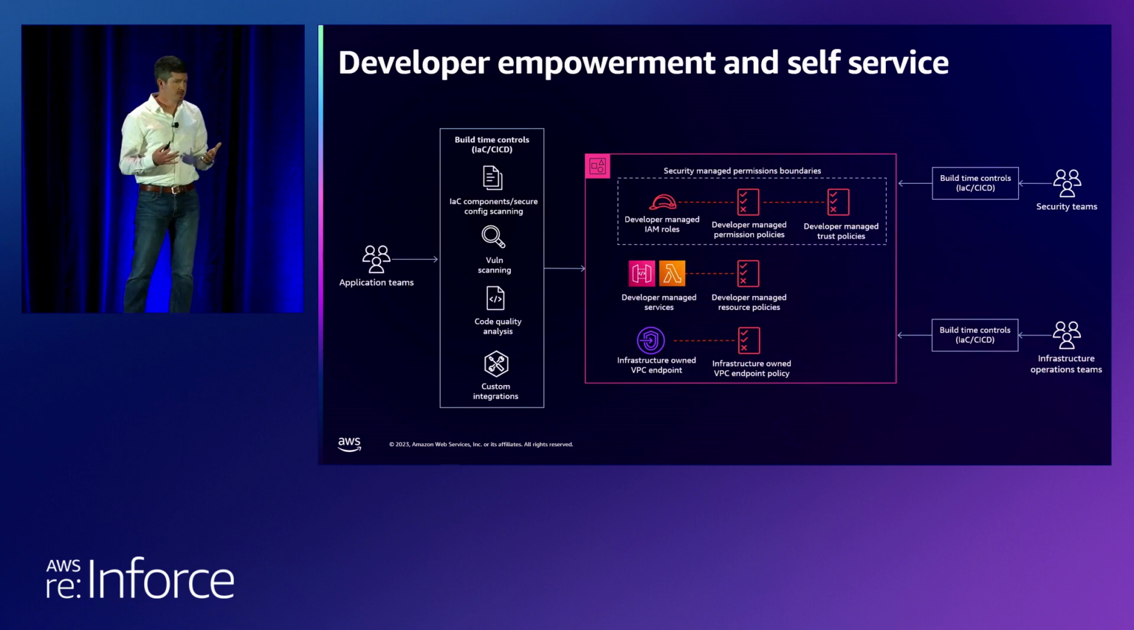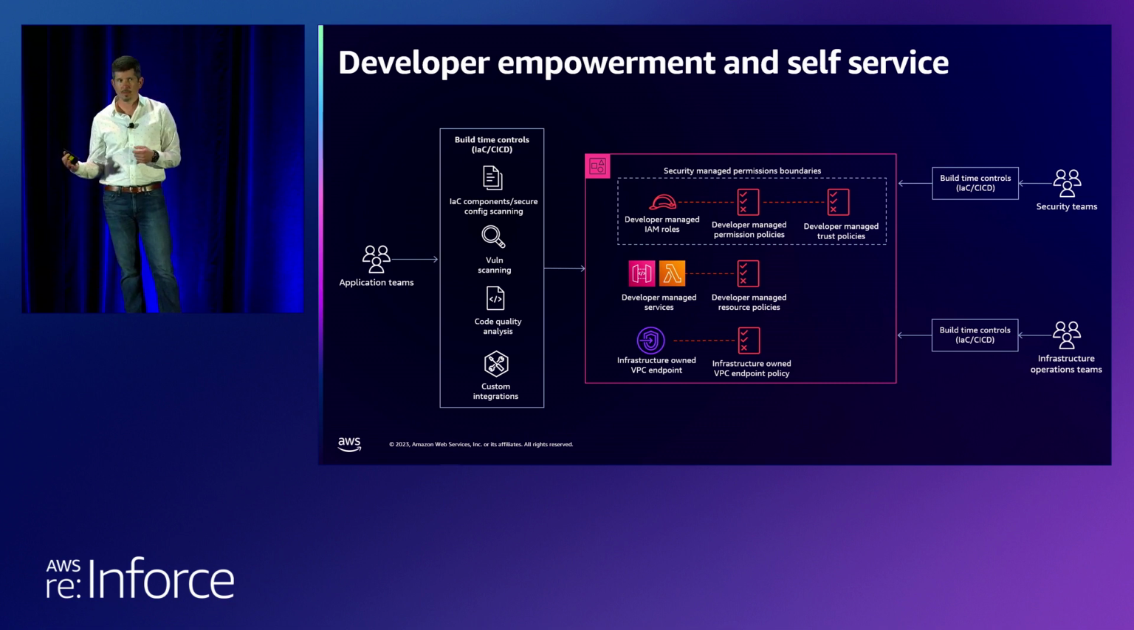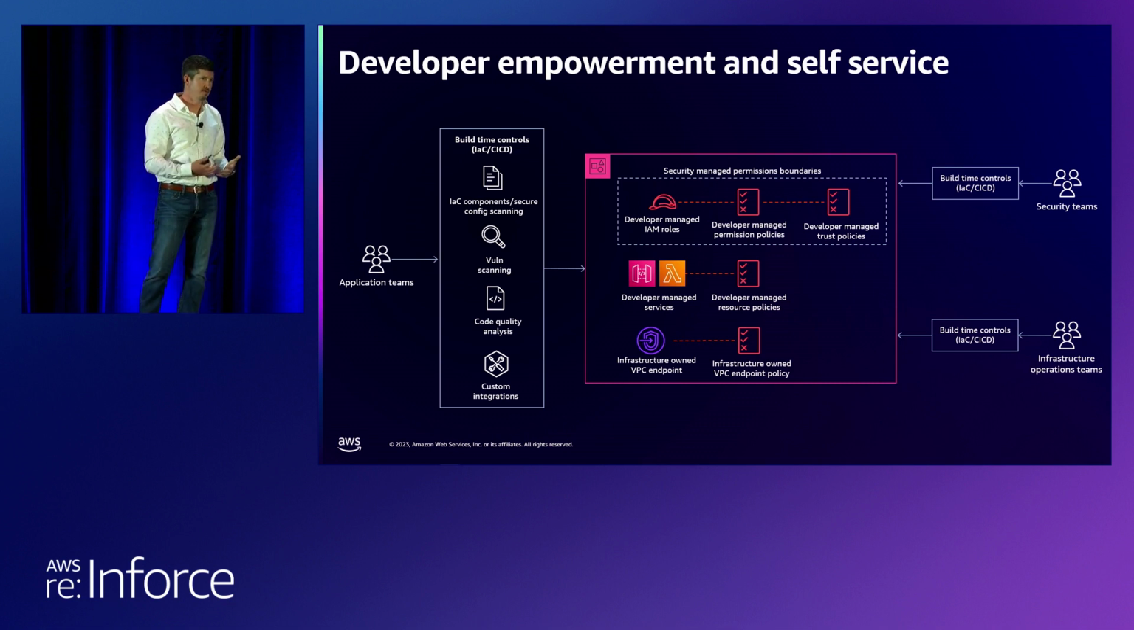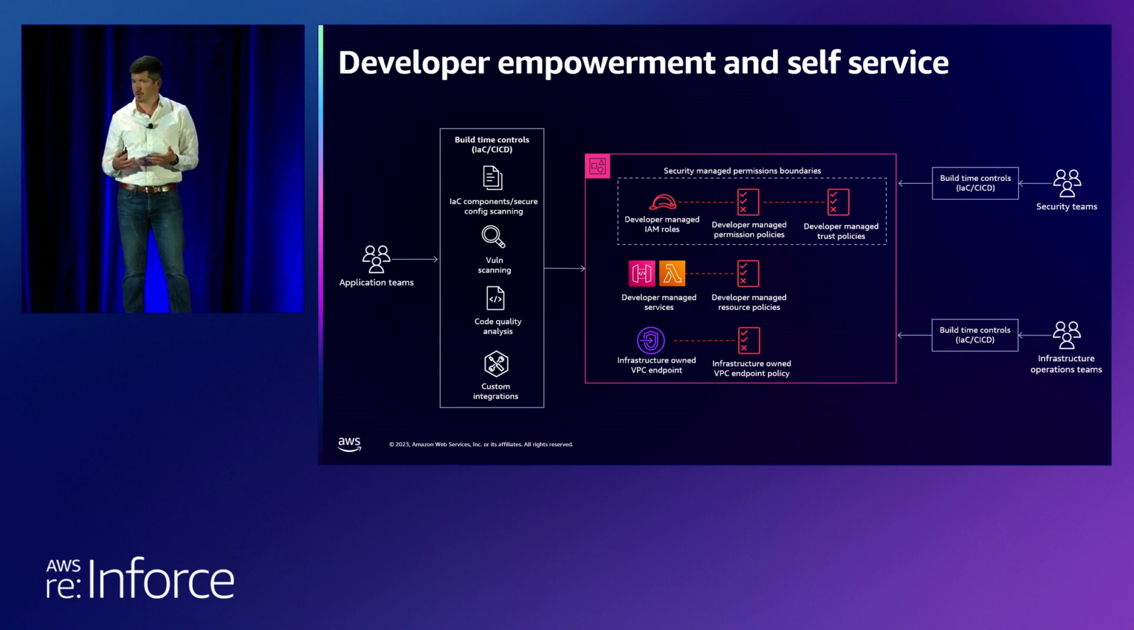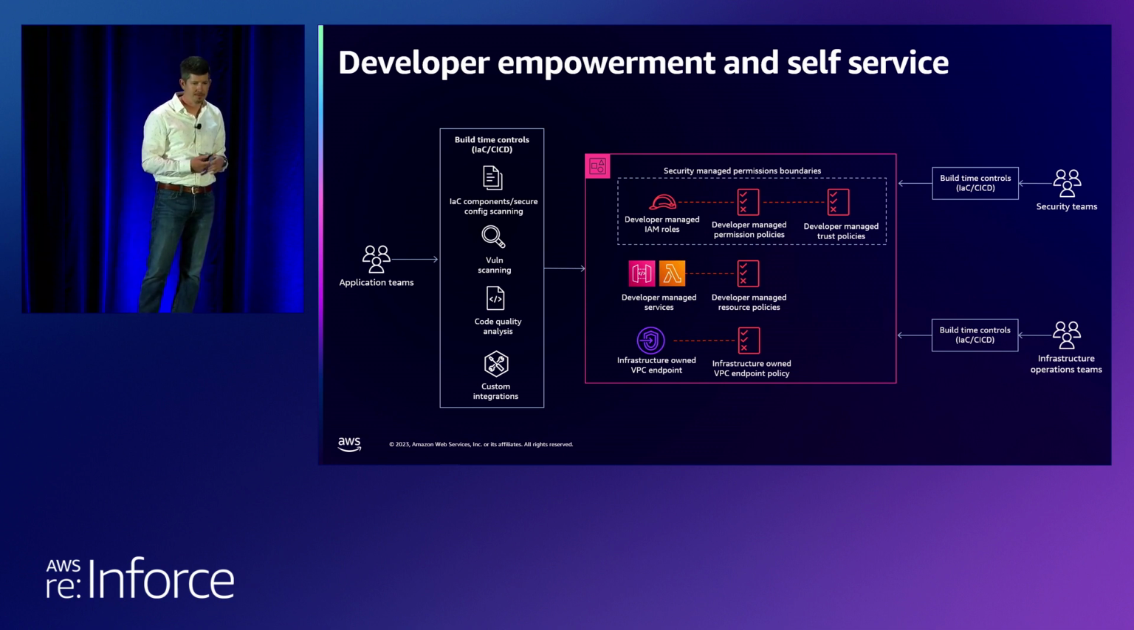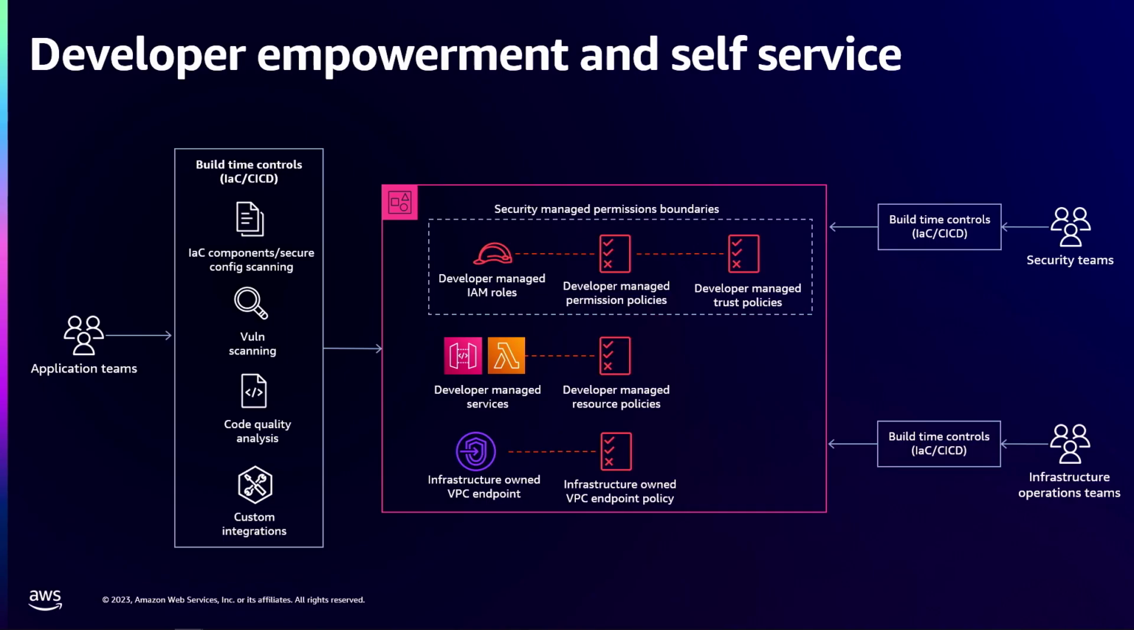So this slide is really speaking to developer empowerment and self-service, and this goes back to Tatiana's slide about the strategic goal of both implementing security guardrails at scale, but also empowering our developers to deliver in an agile method. Over on the left, you'll see we have an application team. They're going to be deploying a set of services into their account, along with some resource policies that they manage. They'll also be deploying developer-managed IAM machine roles, as well as developer-managed permission policies around those roles.